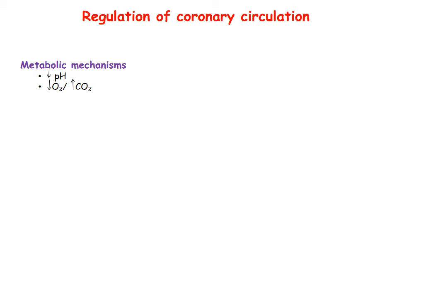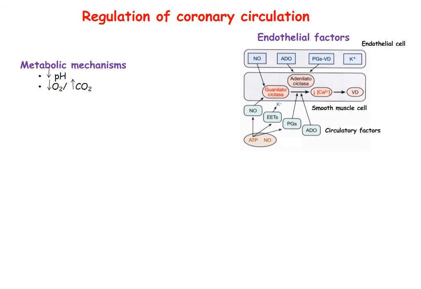But there are also other mechanisms that regulate the coronary circulation. For example, when there is a decrease in pH or oxygen or an increase of carbon dioxide, there is an enhancement of coronary circulation. These metabolic mechanisms thereby control the coronary circulation.